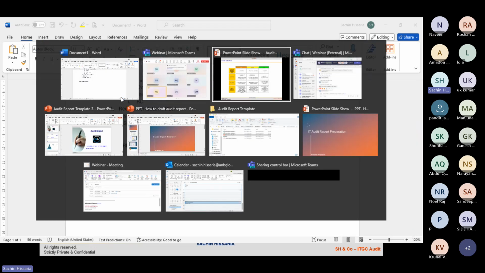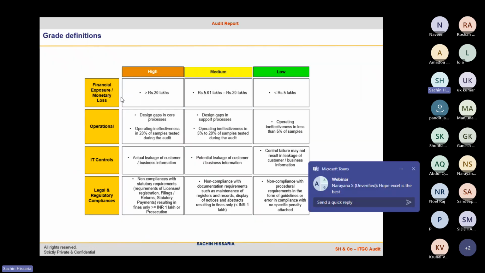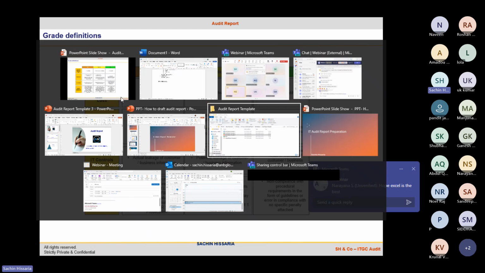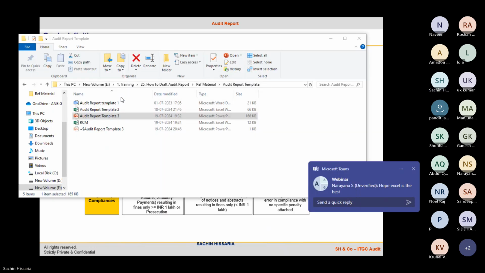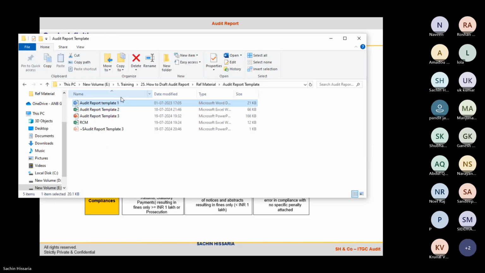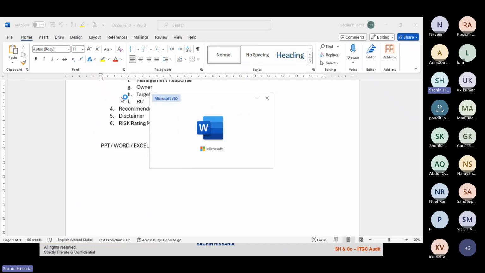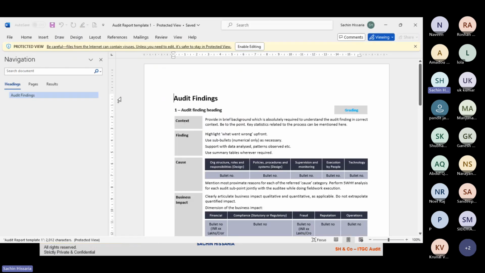I have shown you one example for PPT. Let me just show you a couple of examples for Excel and Word as well. See, everyone has their own choice because in a PPT, the report is well presentable.